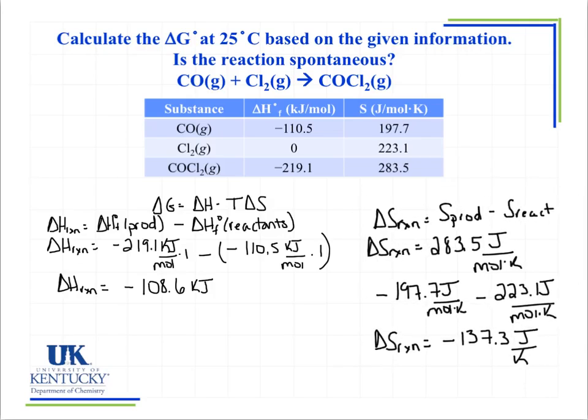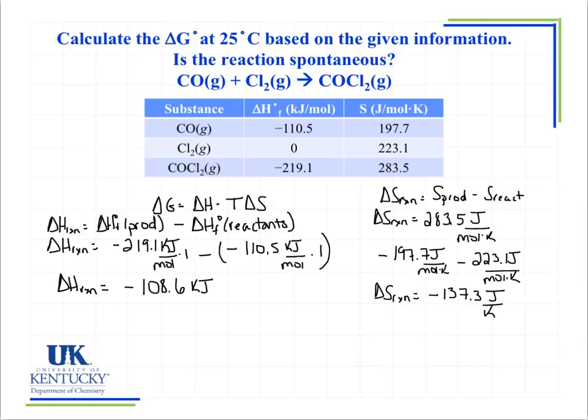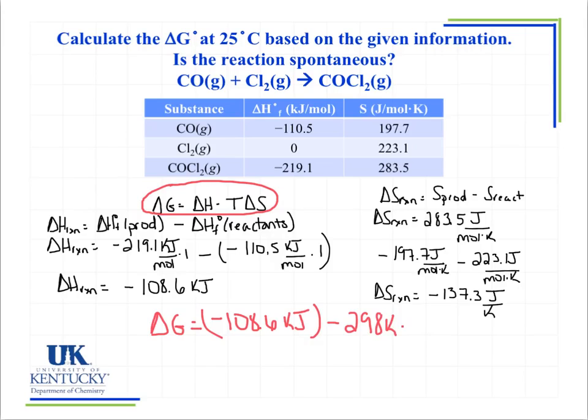I also know the delta H of my reaction. Now I can use that information with my delta G equals delta H minus T delta S to solve for delta G. And what I find is delta G equals minus 108.6 kilojoules minus T. I'm at 25 degrees Celsius, but I need to convert that to Kelvin, so that's 298 Kelvin, times my delta S, which is minus 137.3 joules per Kelvin, but I also need to divide by 1,000 because I want to convert that to kilojoules, so that my entropy value and my enthalpy value are both with respect to kilojoules.